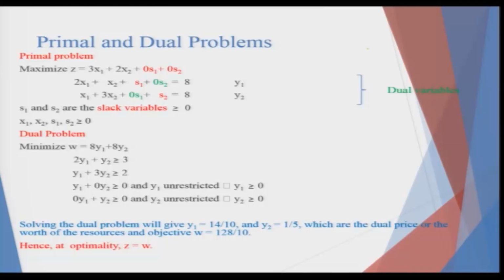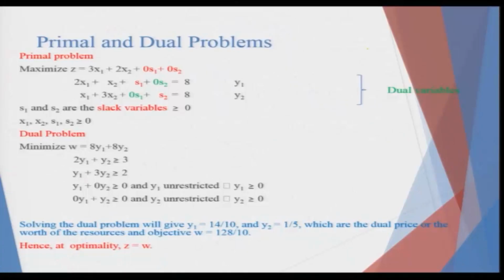So, the primal problem, consider it is a maximization problem, and the variables are x 1 and x 2. We have not considered the surplus and the slacks. So, your objective function is 3 x 1 plus 2 x 2, you want to maximize it, and the constraints are of this type. It is 2 x 1 plus x 2 is less than or equal to 8, and x 1 plus 3 x 2 is less than or equal to 8.